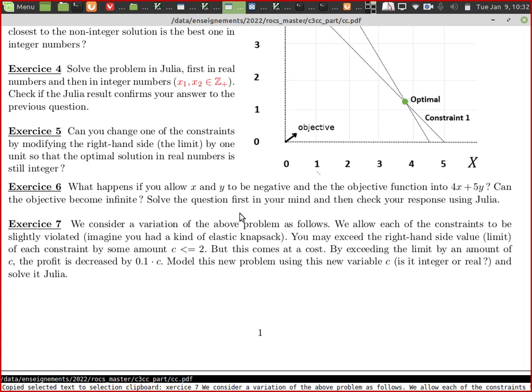Okay, we change the problem as follows. We allow each of the constraints to be slightly violated, like if you had an elastic knapsack. When you go into a shop, one of the constraints you have is, I have 10 euros in my pocket, I can buy whatever I buy, but I cannot go beyond the 10 euros, okay?